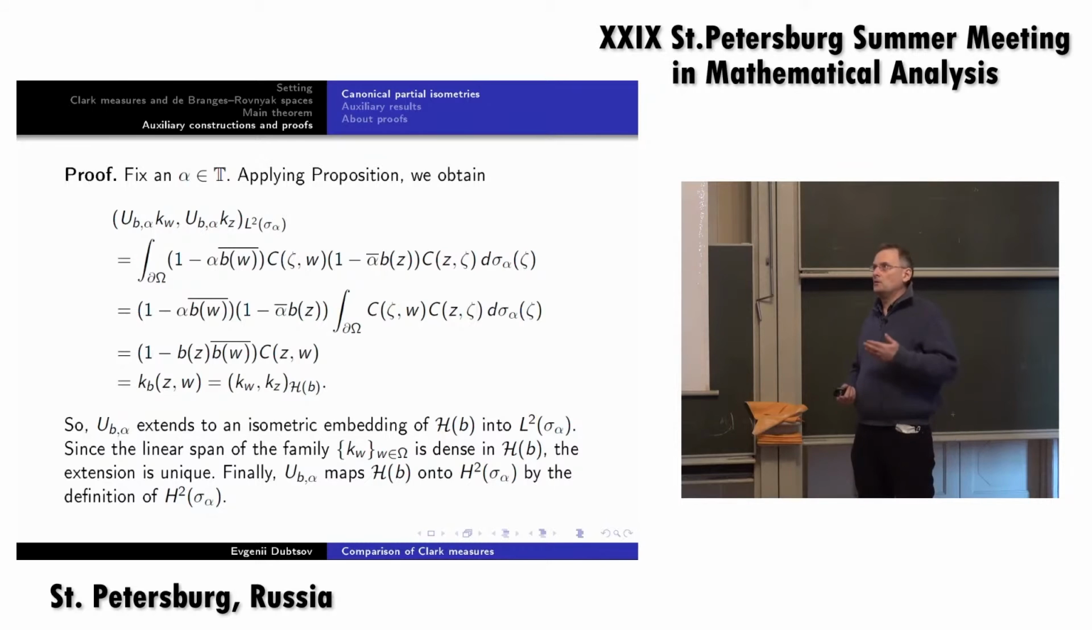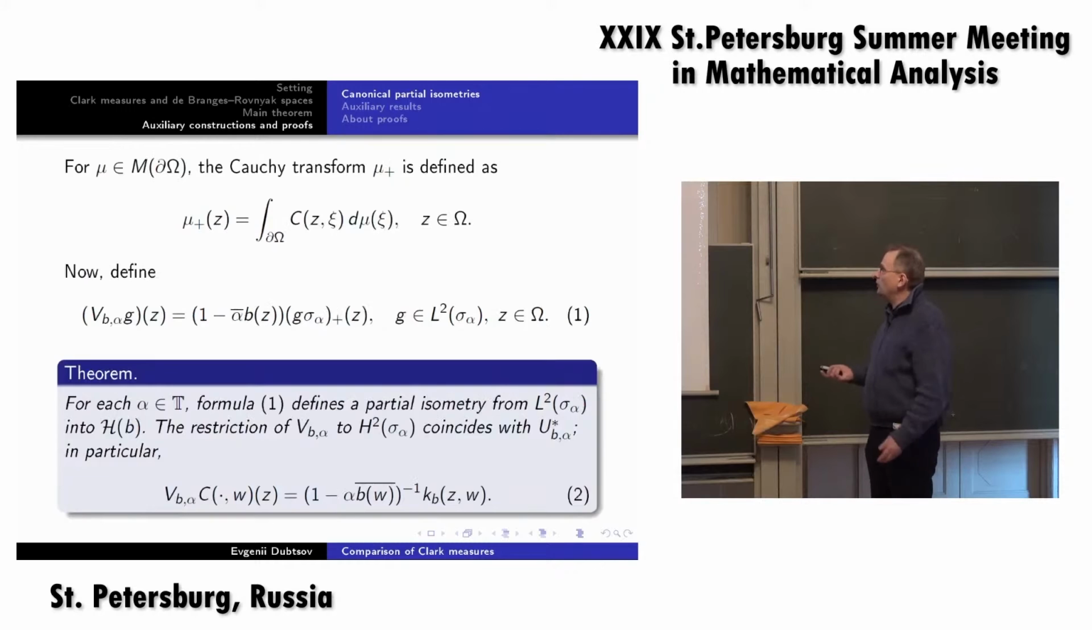So probably I should mention that there are simplifications if we consider an inner function in the unit ball, not just omega, or the unit ball, or the unit polydisk. In this case, we define a unitary operator, because what happens in this case, H2 of sigma alpha is just L2, and it will be a unitary operator onto L2. And well, it simplifies the other arguments.